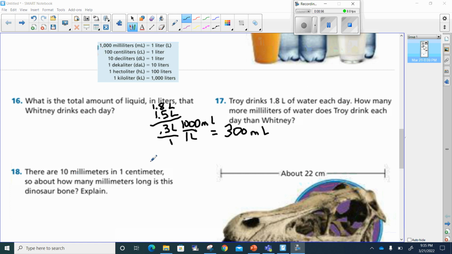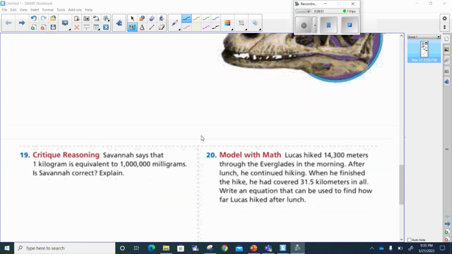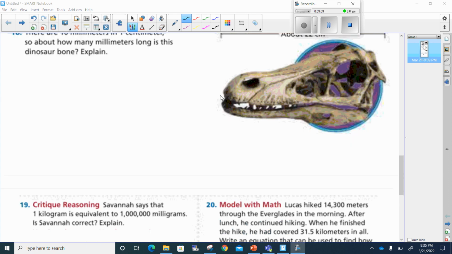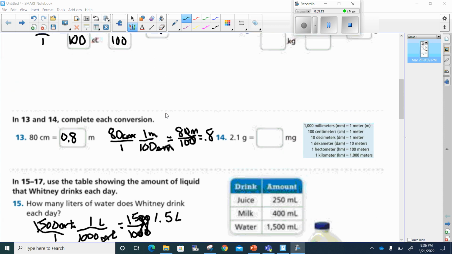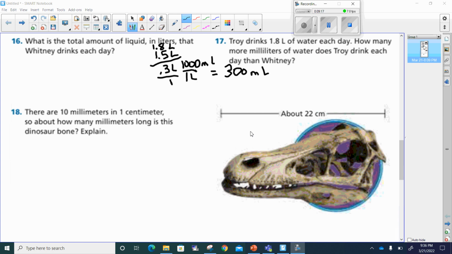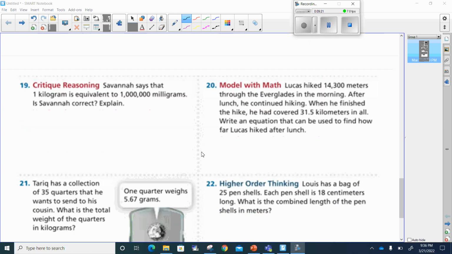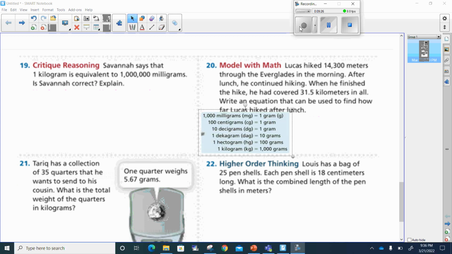All right, we see that we're at number 19 now. Savannah says that 1 kilogram is equivalent to 100,000 milligrams. Oh my gosh, do we got anything with grams over here? Liters and meters. I'm going to have to find a scale for grams. I'll be right back with that, and we'll need that before we can do this. So I'm going to put this on pause.